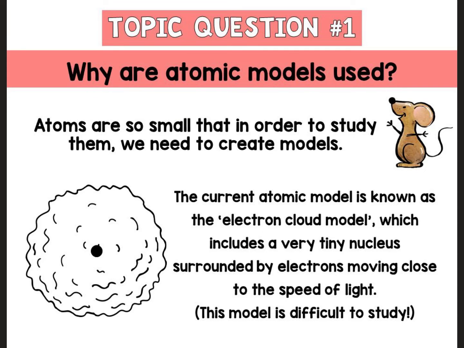Our first topic question is why are atomic models used? Well, atoms are so small that in order to study them, we need to create models. The current atomic model is known as the electron cloud model, which includes a very tiny nucleus surrounded by electrons that move close to the speed of light. This model is really difficult to study because we don't really see things that are that small or things that move that fast. We can't relate it to our everyday life.